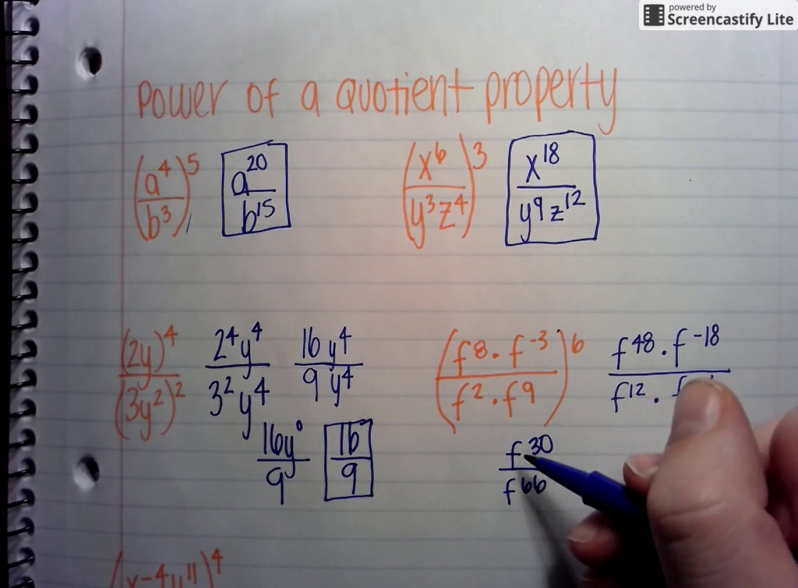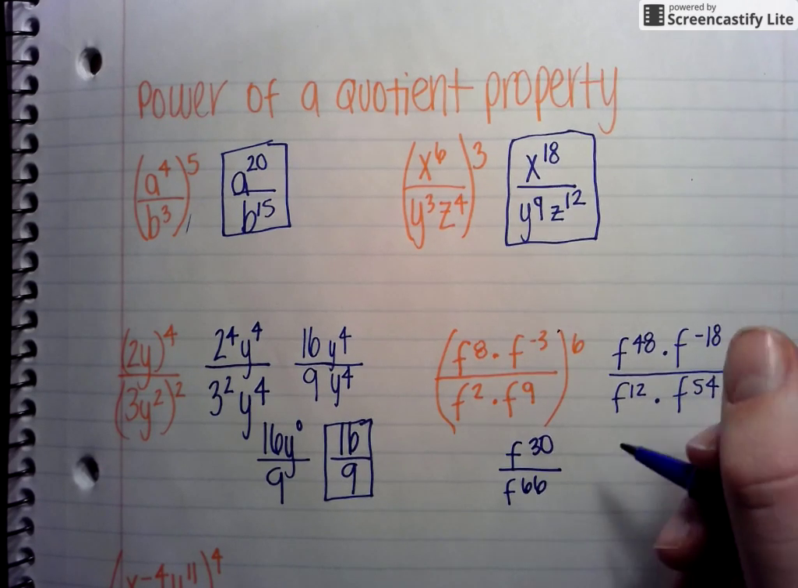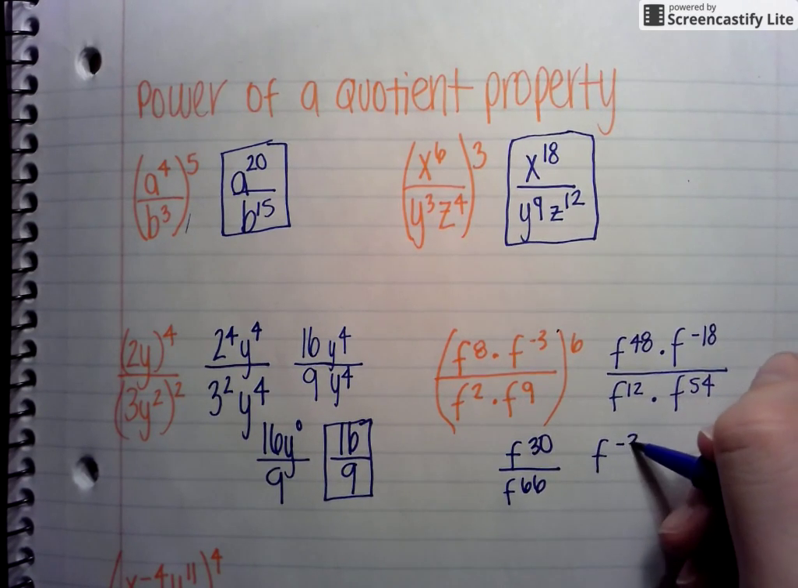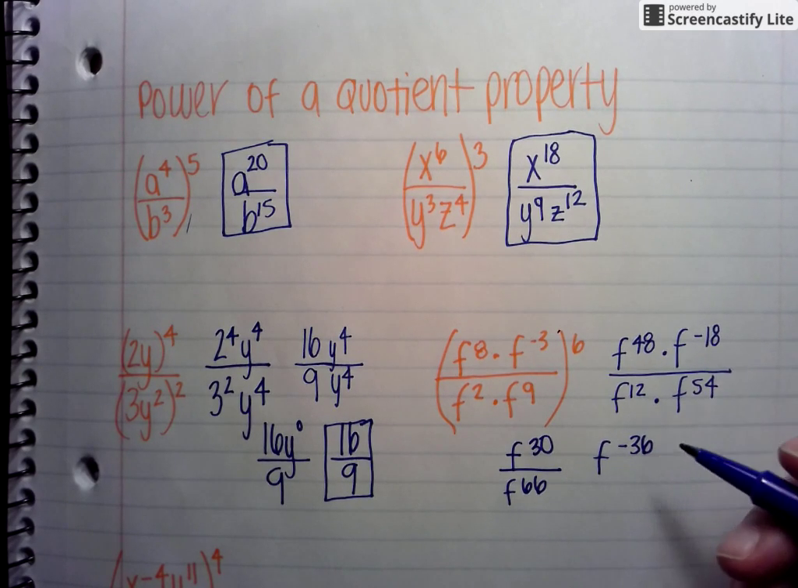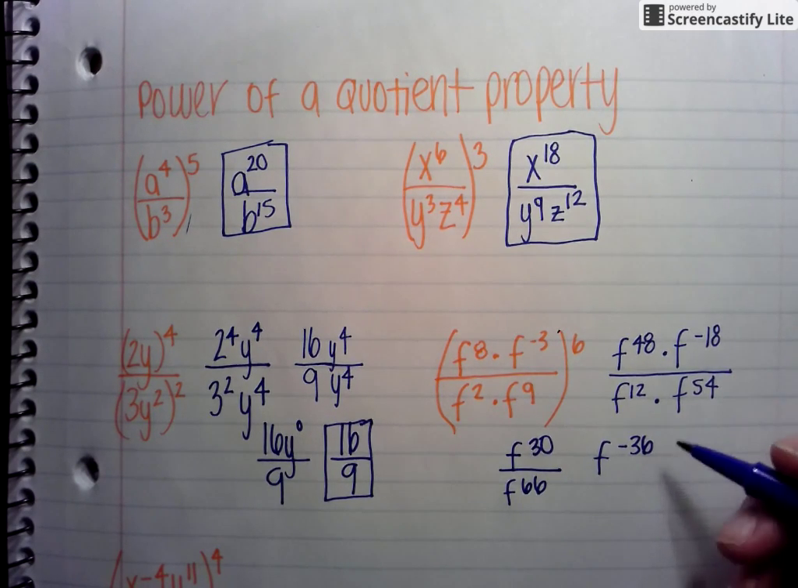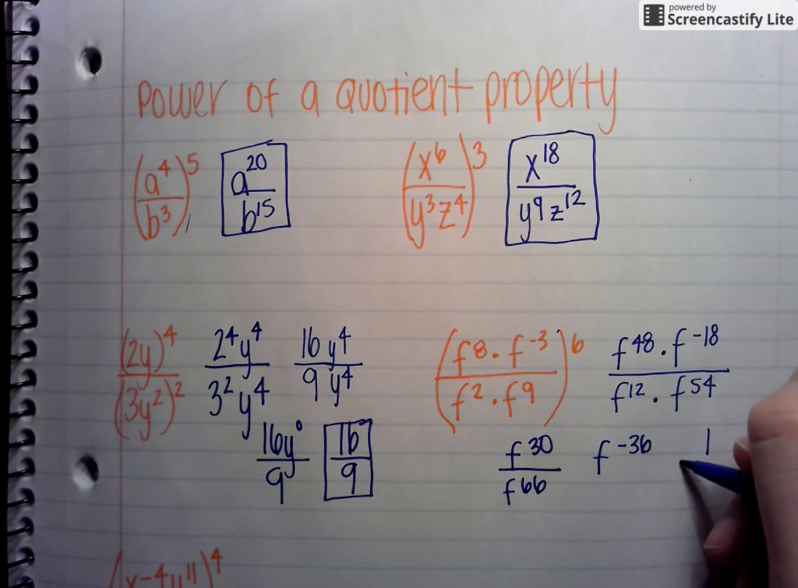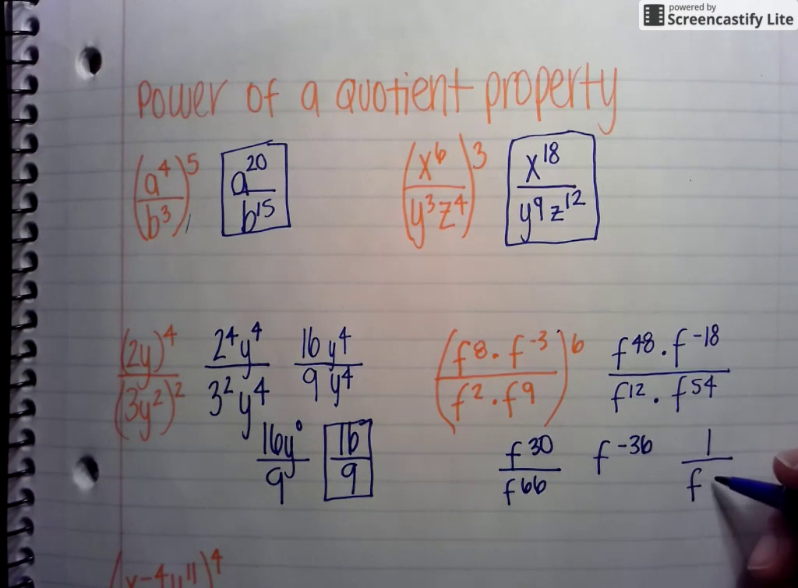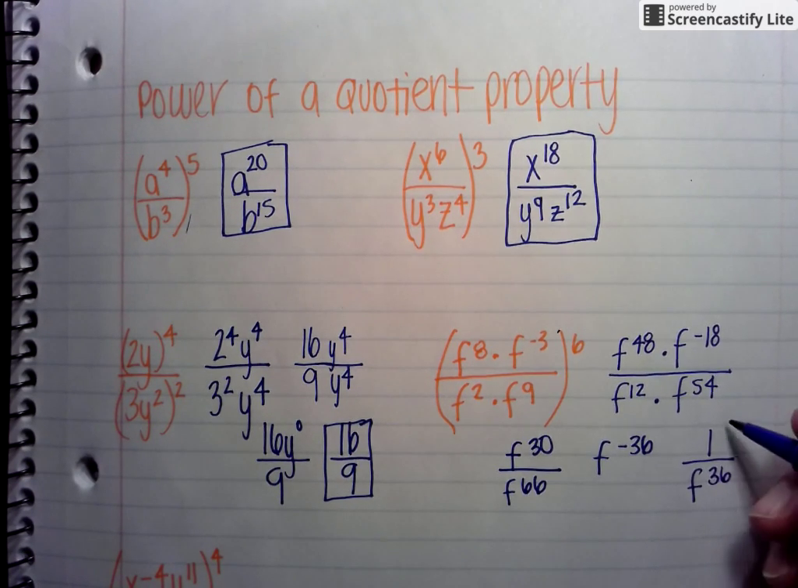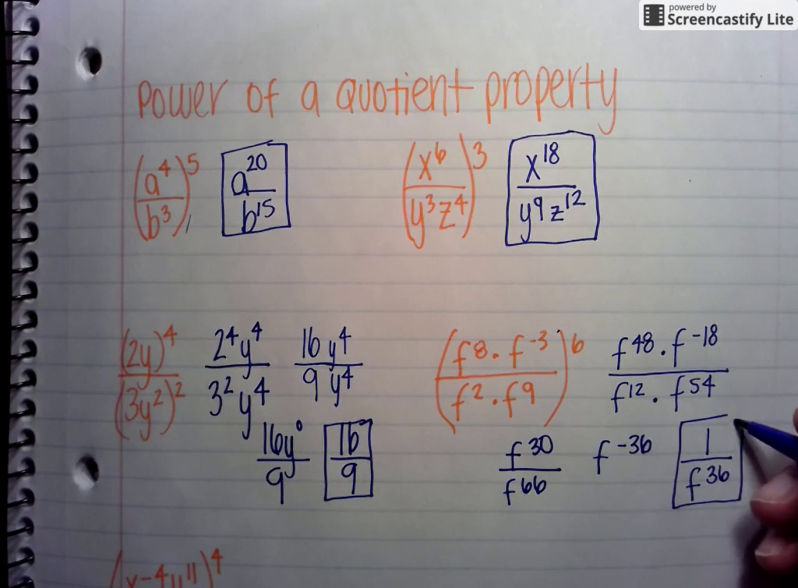Then because you're dividing and you have the same base, you're going to subtract the exponents. You would have f to the negative 36th power, and you can't have that, so you're going to move it to the denominator. So you'd leave that 1 on top, and it would be f to the 36th power, and that would be your final answer.